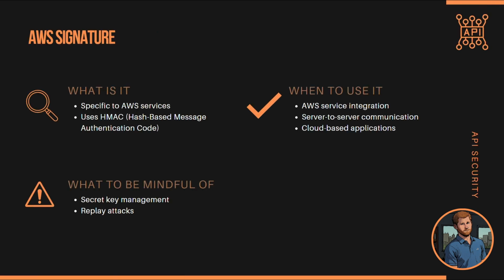Last up today, we're going to take a look at AWS Signature. AWS is prolific today, and they have their own auth solution specific to AWS services. It uses hash-based message authentication codes, HMAC for short, and it's popular because it's easy to implement with AWS service integrations, it's secure, it's scalable, and it can be used for server-to-server communication, which is one of the main places that you'll see it. Obviously, cloud-based applications are the native habitat for this.